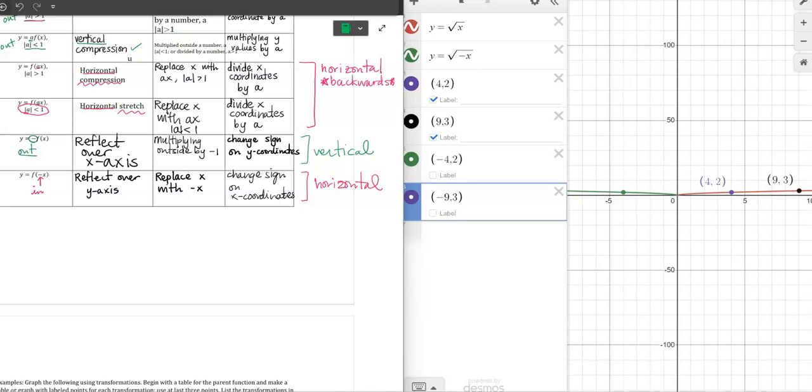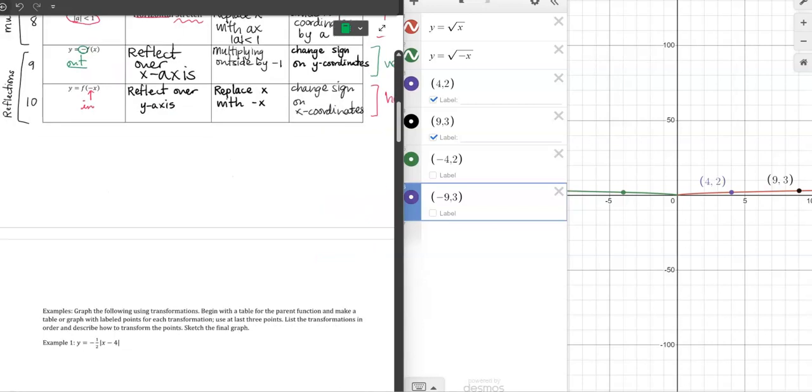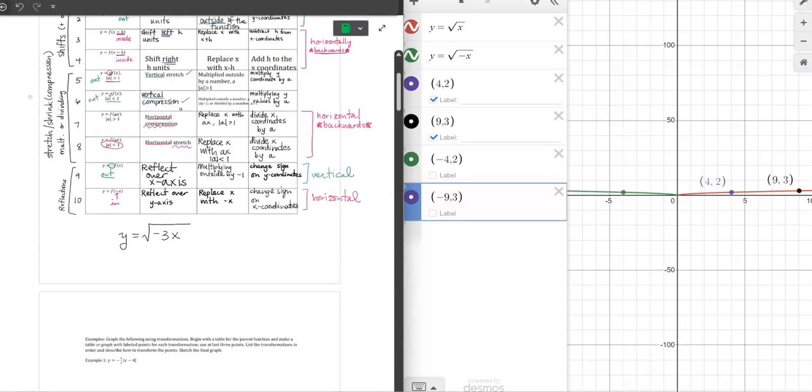So that completes our transformation table. Before we go on to look at more examples, I want to talk briefly about what I meant with the negative always being a separate transformation. Let's say, for example, that we have y is equal to the square root of negative 3x. Let's talk about how many transformations we see in that.